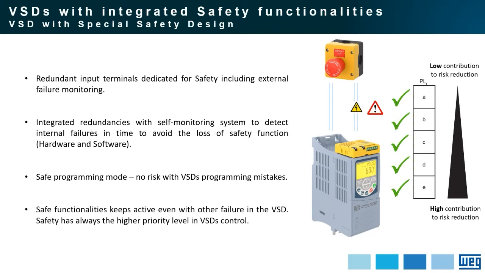And in the end, and here the more important, the safety functionalities will stay active even with other variable speed drive failures. It means that safety has the highest priority level in the variable speed drive control. If the variable speed drive has any other problem like overload or over temperature, these conditions will not switch off the safety functionalities. So the safety will always be available to comply with the higher contribution to risk reduction.